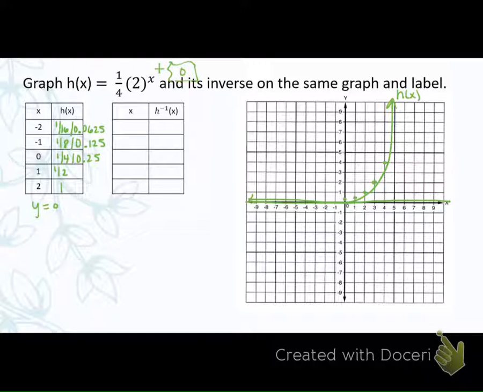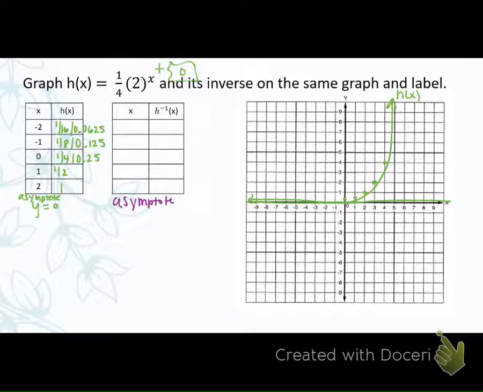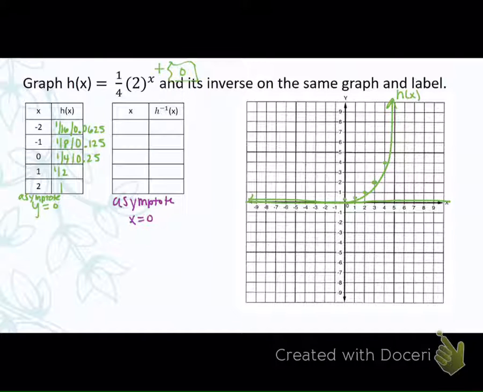Okay, Connor. What is the asymptote for my inverse? 0. What equals 0? X equals, it switches x and y. So it's x equals 0. Colin, give me the table for the inverse.